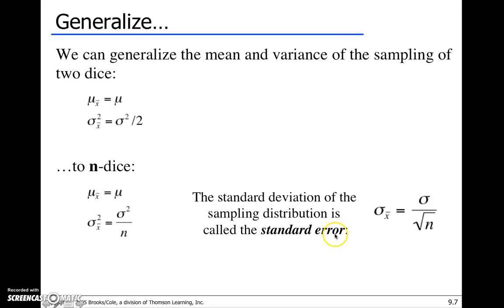The standard deviation of the sampling distribution of the sample mean is called the standard error. Sigma of x bar is called the standard error and is given by sigma over the square root of n. You're going to be using this quite a bit in working out the associated problems.